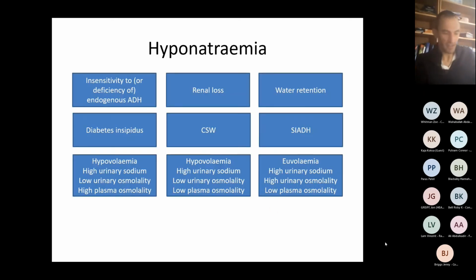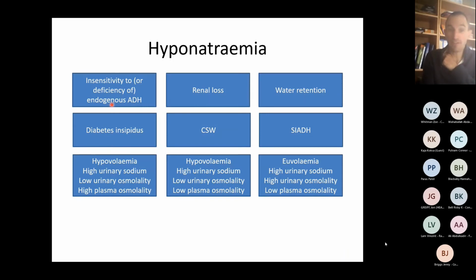Sodium abnormalities, always a cause of much consternation. So in general, diabetes insipidus, cerebral salt wasting, or SIADH. Diabetes insipidus is probably the more common type of sodium abnormality that you have. It's an insensitivity to or deficiency of endogenous ADH. We don't really know why it happens, but patients develop very high urine output.